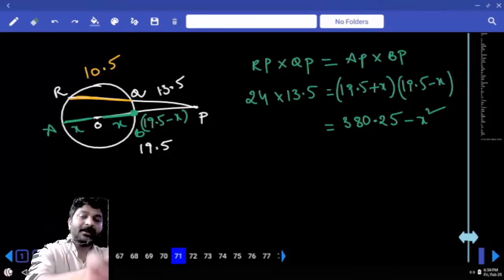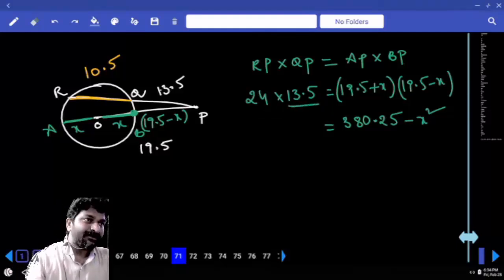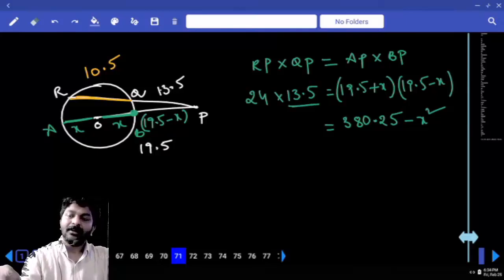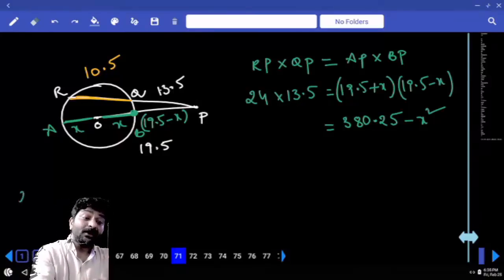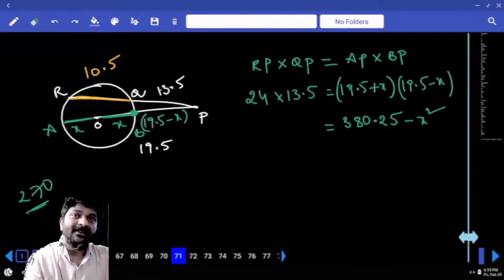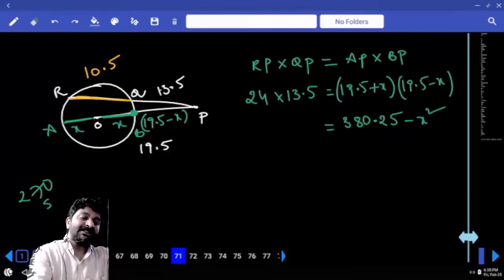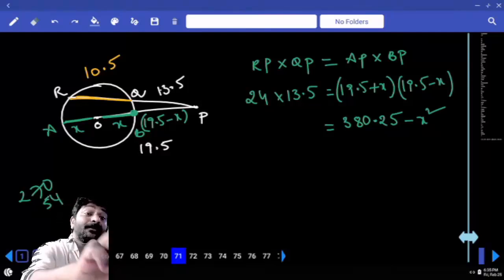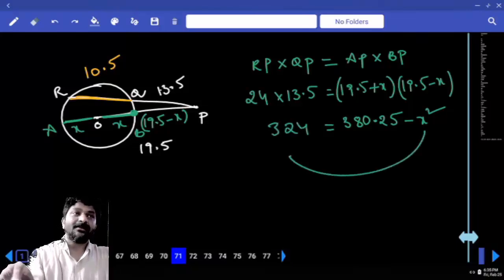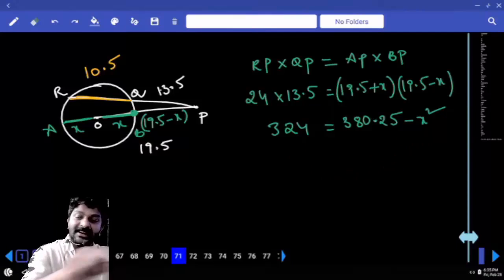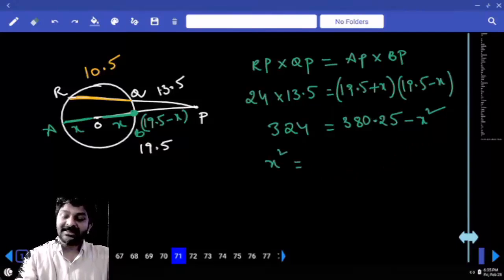Now 24 times this number. We will take 20 times plus 4 times. What is 10 times? 135. 20 times is double, 270. 4 times, again double of 135 is 27 only for 2 times, so 4 times is 54. 270 plus 54 is 324. So 324. Minus x square comes on the left hand side, and 324 goes to the right hand side. Is that okay? X square is equal to this; if you subtract 324, how much is left?